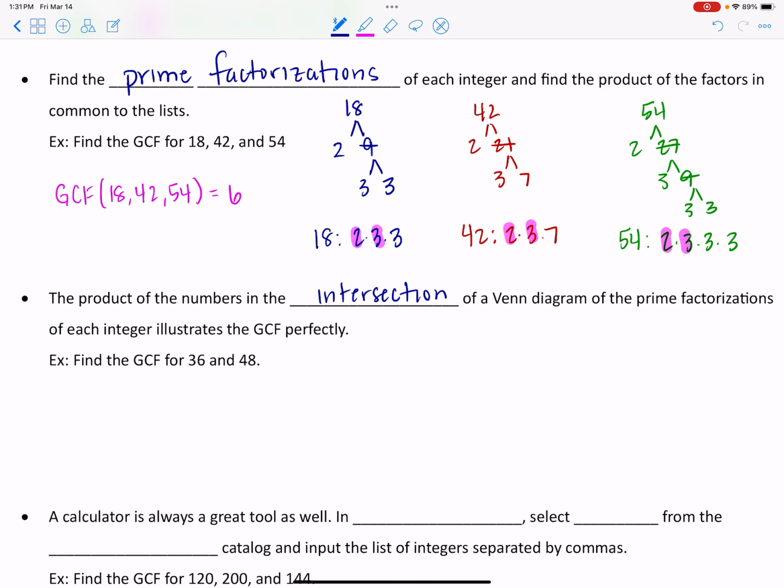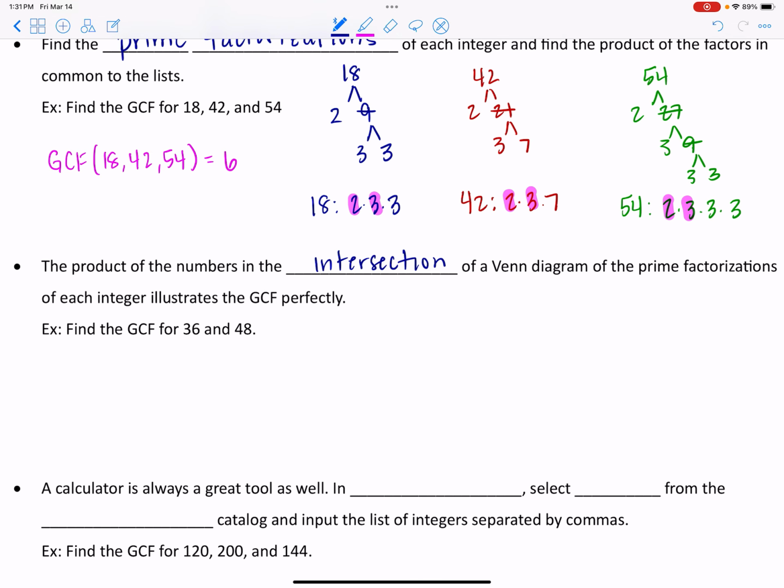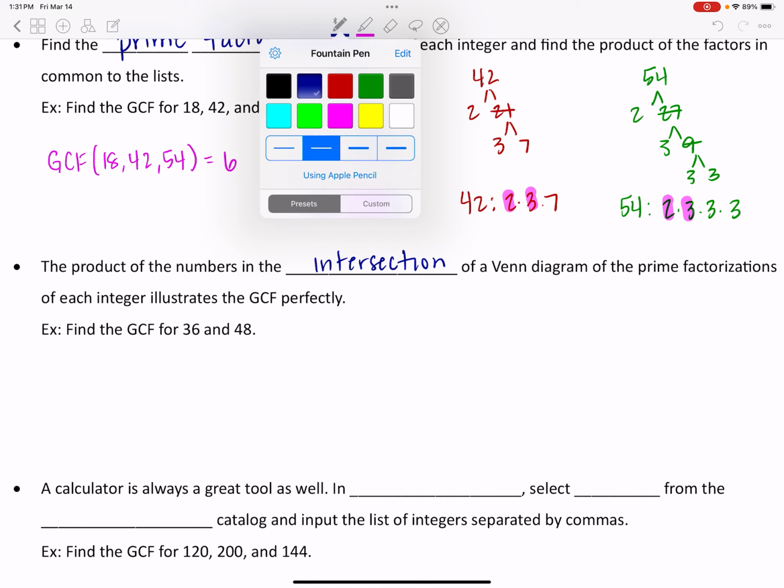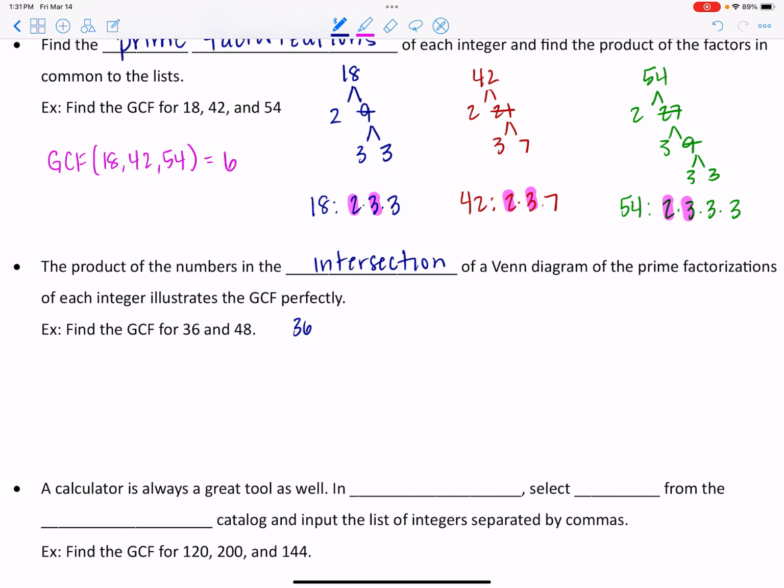So I'm going to find the prime factorizations for another set of numbers here. In this case, we're looking at 36 and 48. And then I'm going to make a Venn diagram that shows the connection between those prime factors. And in the intersection, I'm going to find my GCF. So let me start with the 36. 36 is 2 times 18. 18 is 2 times 9, and 9 is 3 times 3. So I've got 2 times 2 times 3 times 3 for 36.